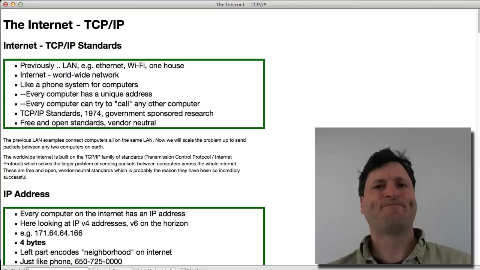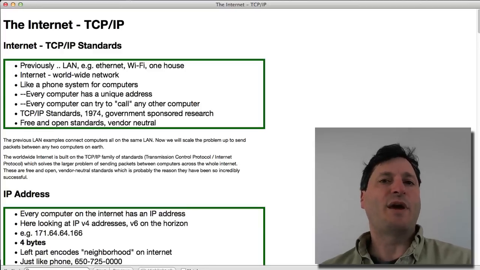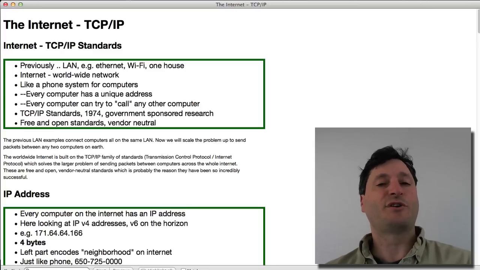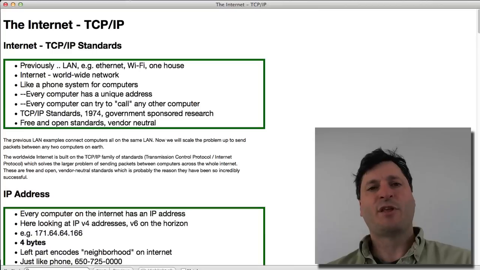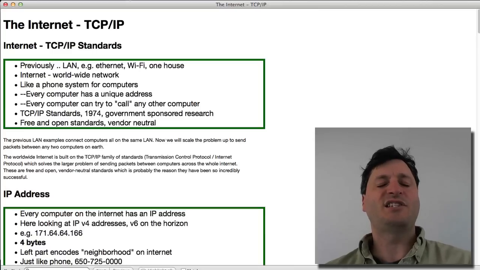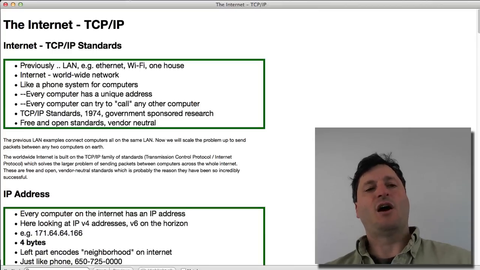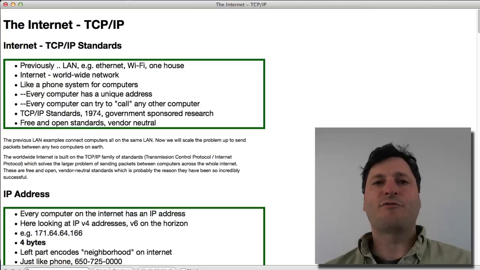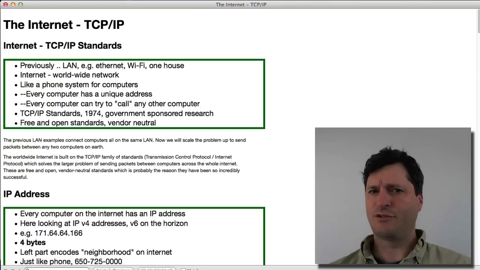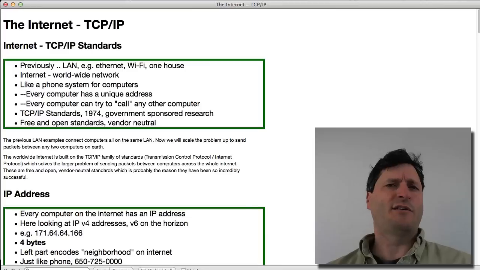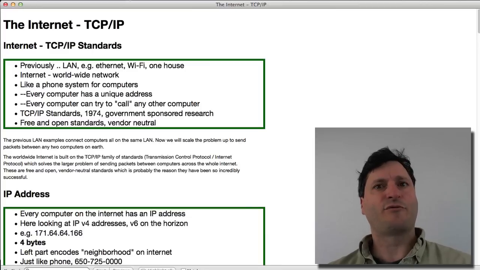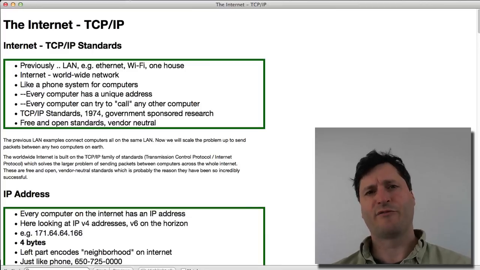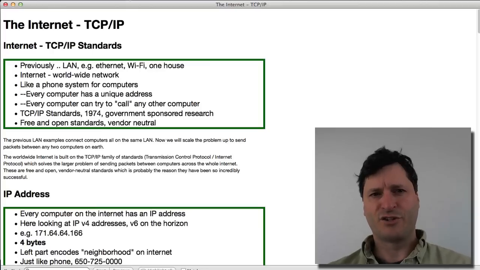How does that work? The worldwide internet is based on some government-funded research in the 70s from the United States, creating some standards called TCP/IP. TCP/IP are free and open standards. They've obviously been enormously successful. They're not proprietary or specific to any vendor. Anybody's free to implement these. One of the lessons of the internet is that for basic infrastructure like that, you want a lot of different organizations to use it and feel they can build on it, and having it be an open standard is really the way to go.